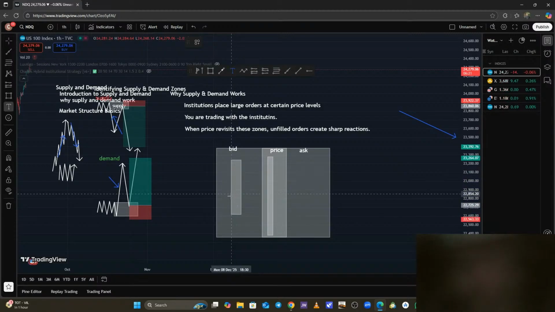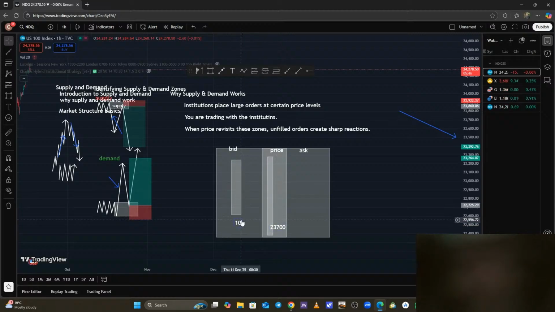So I'll come here, then I'll write 10. I want to buy 10 lots of these at, let me pick a price, 23,700. So this person has a buy order to buy 10 lots of this specific asset at this price, 23,700. So this person wants to buy at this level.